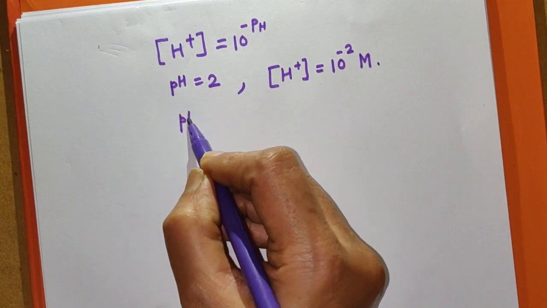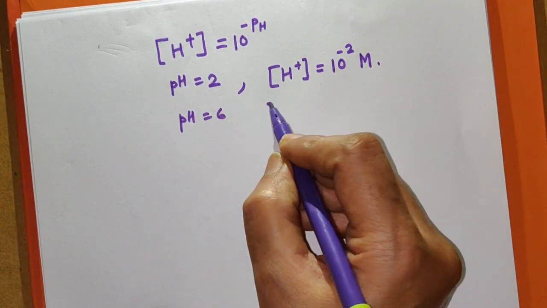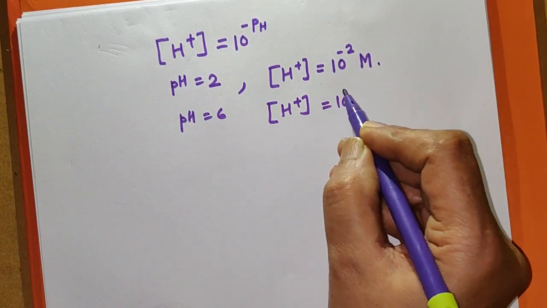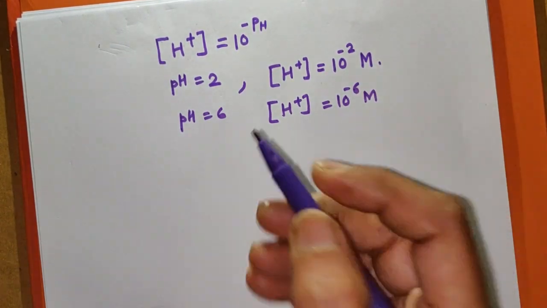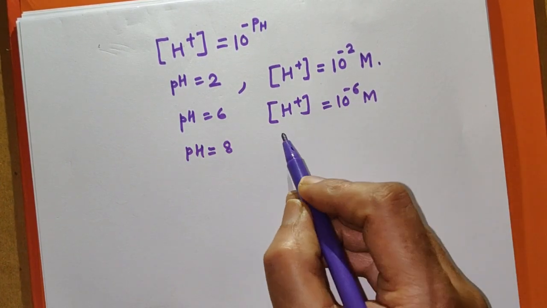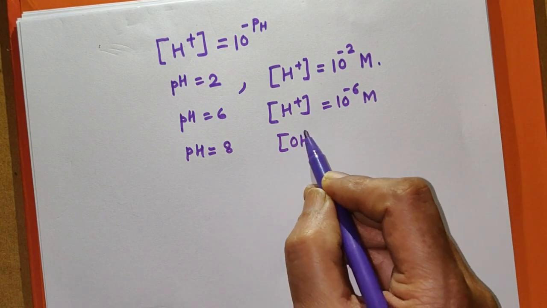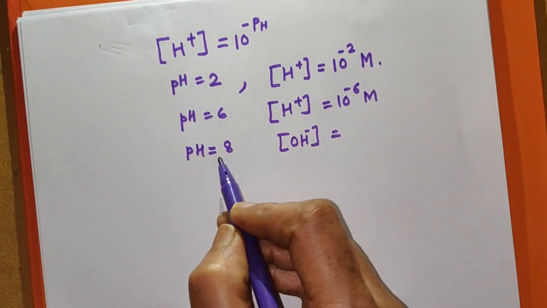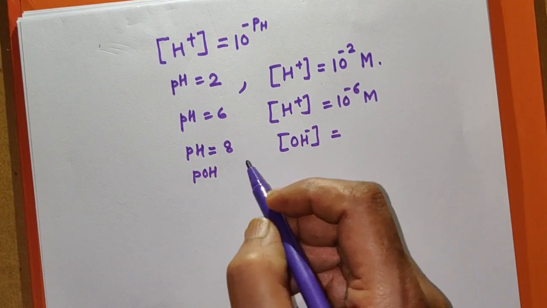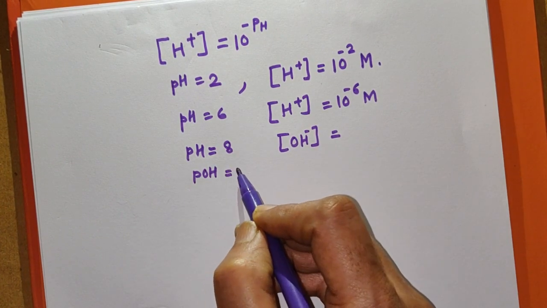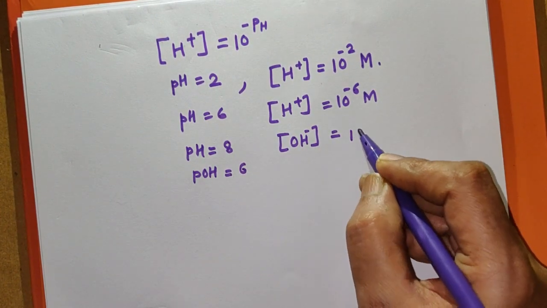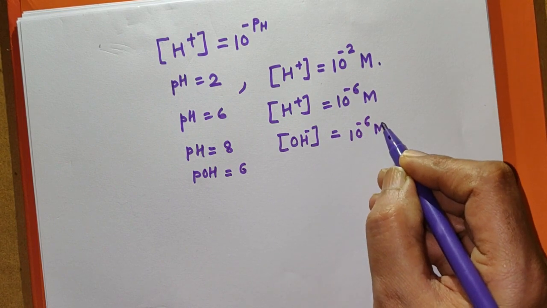If pH of the solution is 6, what is the concentration of H+ ions? It is equal to 10 raised to minus 6 molar. Suppose pH of the solution is 8. What is the concentration of OH- ions? So you have to calculate pOH of the solution. pH plus pOH is equal to 14, so pOH is equal to 6. So what is the concentration of OH- ions? It is 10 raised to minus 6 mole per dm cube.